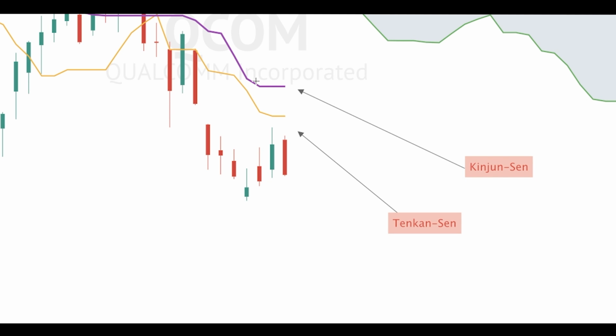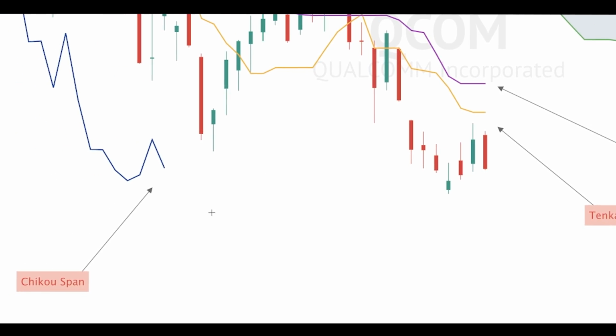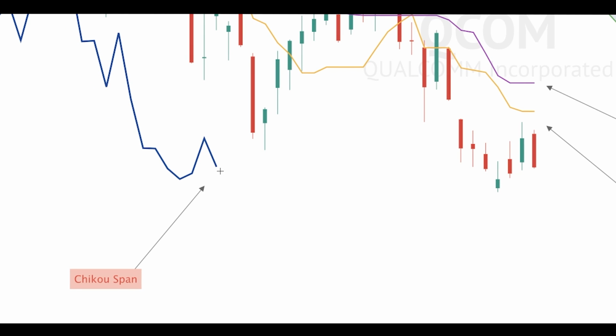Next, we have the purple line here. This is the Kinjin Sen. The Kinjin Sen represents the midpoint of the highest and lowest prices over a period of 26 candles. So it's going to move a little bit differently than the Tenkan Sen. Next, we have the Chikou Span. This is the blue line right here. The Chikou Span represents the current candle's closing price, but it's plotted 26 periods back on the chart.